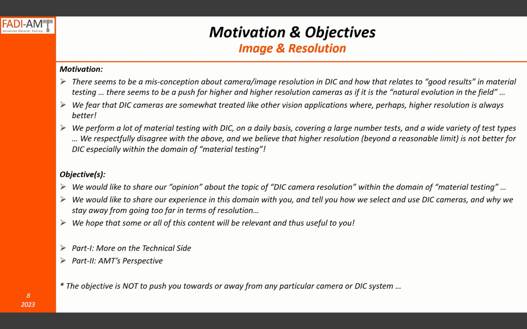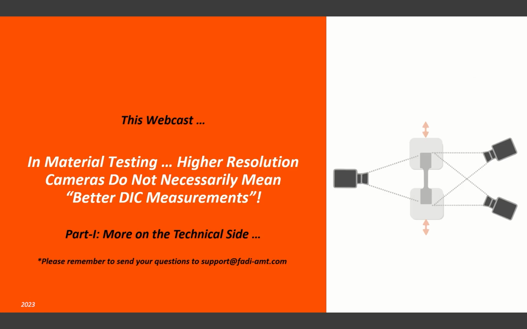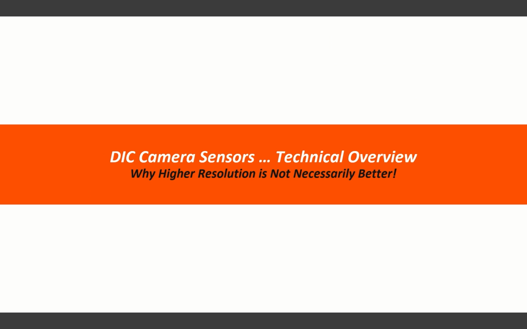And ultimately, the objective is not to push you towards or away from any particular camera or DIC system. It's just sharing some insights with you because we've learned so many lessons over the years about what kind of sensors or cameras to use and what kind of sensors and cameras not to use. So let's get started with part one on the technical side. And we will start with DIC camera sensors, a technical overview of them, and why they're leading us to believe that high resolution is not necessarily better.